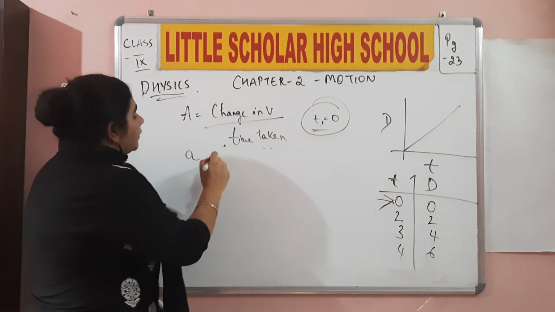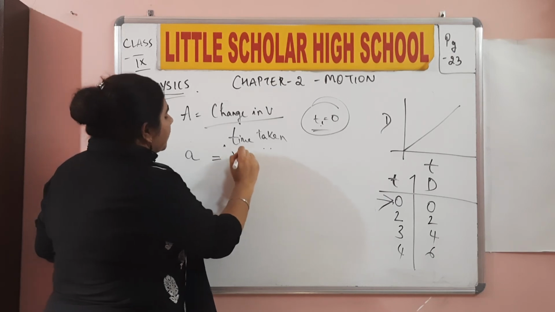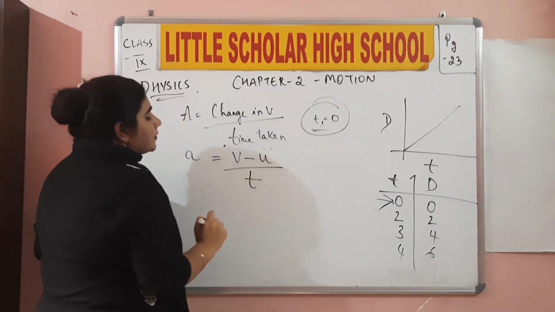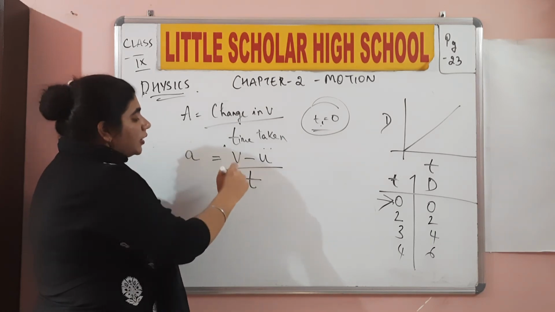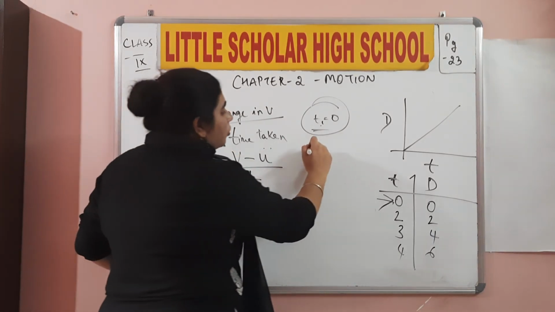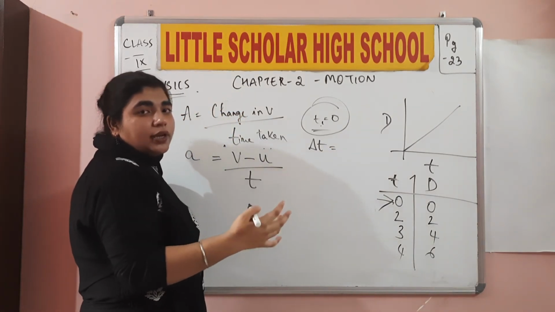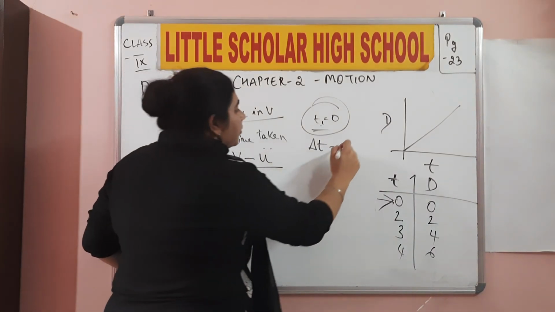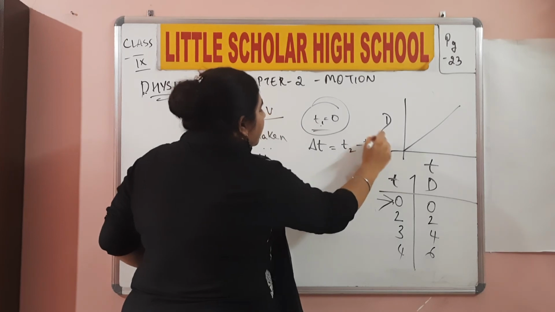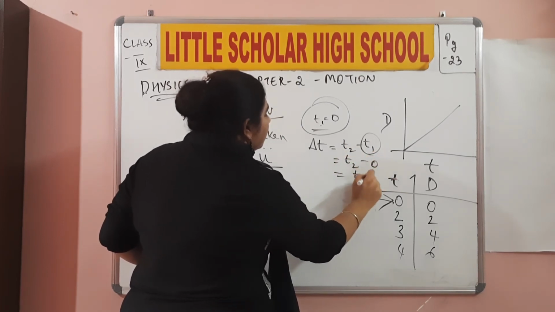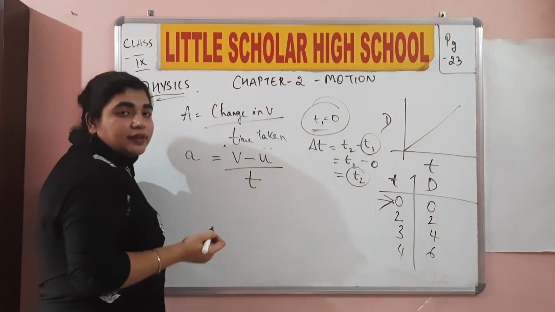a is equal to change in velocity, which can be written as v minus u, and time taken, which can be written as t. Do you understand? Earlier I wrote it as delta t. What do you mean by delta t? Change in time. Change in what time? Change in the final time minus the initial time, T2 minus T1. The initial time is always going to be 0. So T2 minus 0 is nothing but T2. In our case, T2 is written as T seconds.